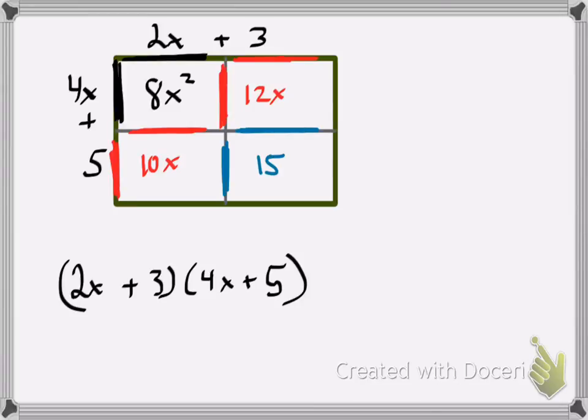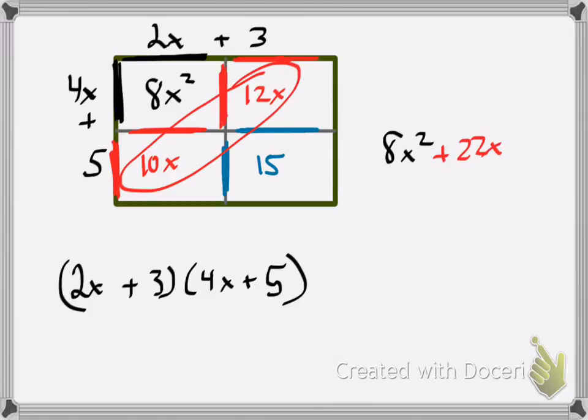So my solution would be the 8x squared, my inner and outer terms make 22x, and my final term is plus 15. So it's just another way to do it. They call this the table method, or I call it the box method. But I think our book calls it the table.